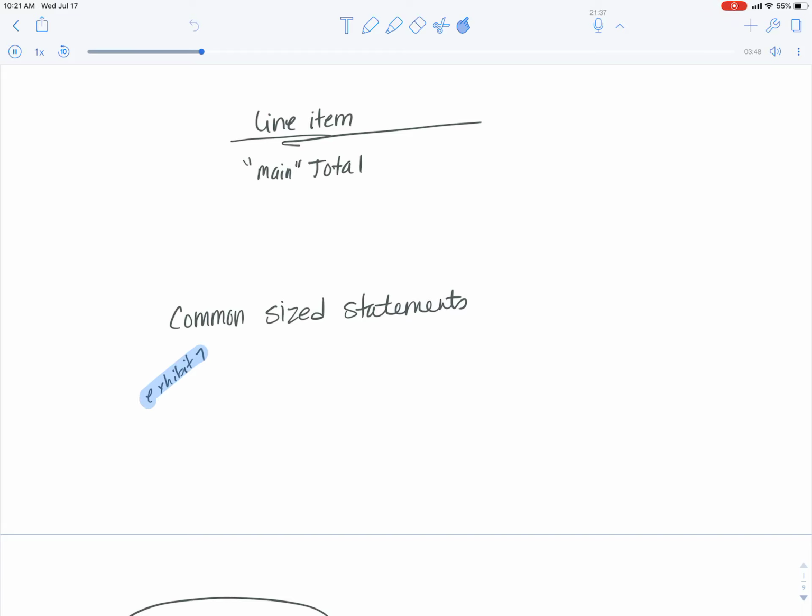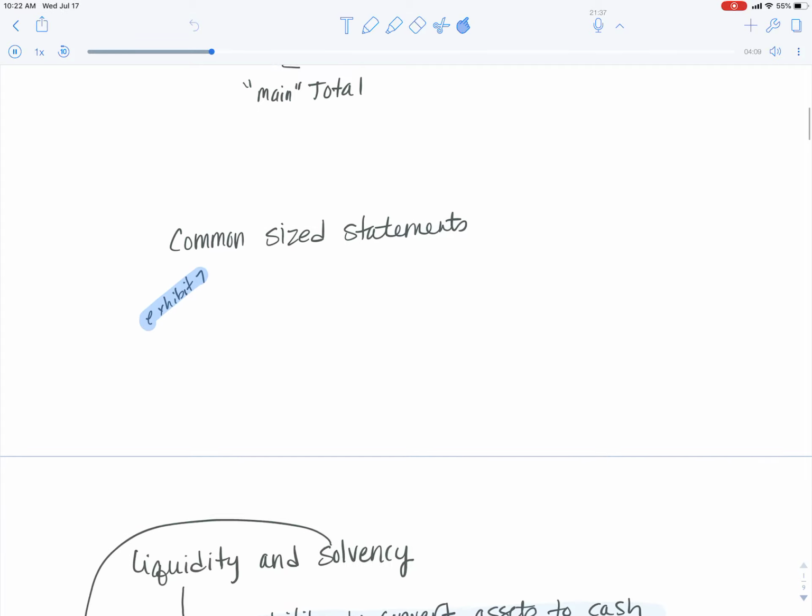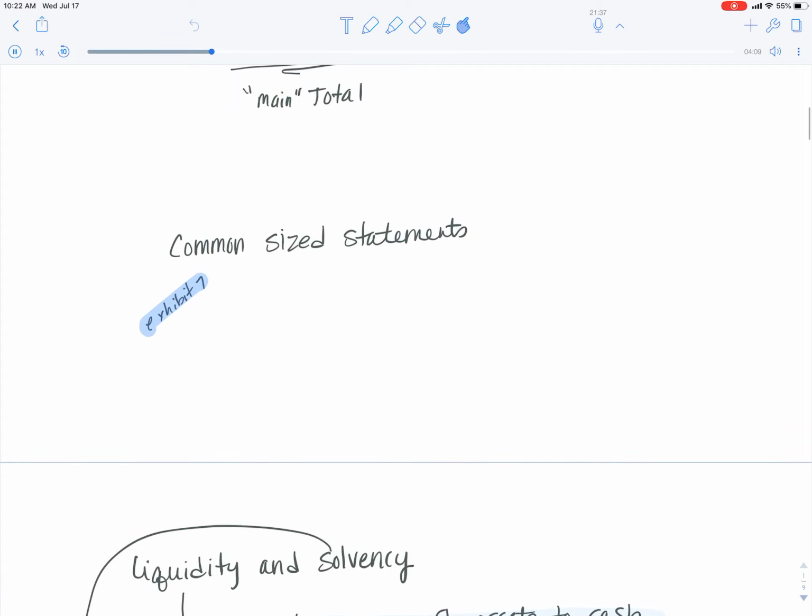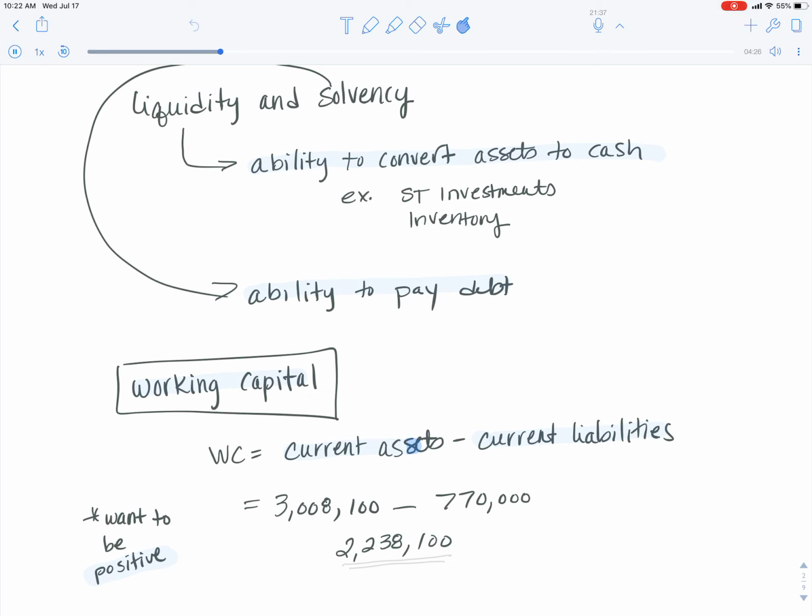Common size statements are specifically a vertical analysis for two companies, taken all the way down just to the percentages and then comparing them side by side. So take a look at Exhibit 7 as well. So the first set of formulas that we're going to go through are liquidity and solvency. So liquidity and solvency are what we're trying to measure for a company. So liquidity will be the ability for that company to convert its assets into cash, and solvency is the ability for a company to pay its debt.